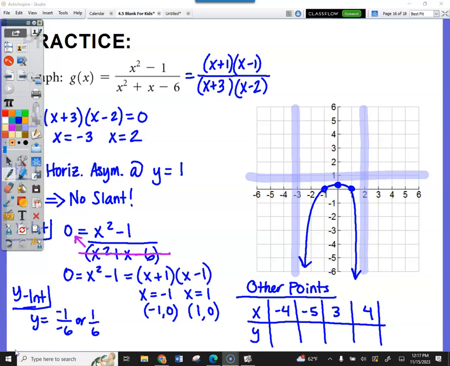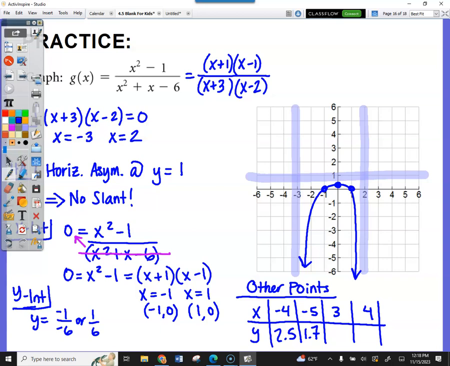Okay, when you plugged in -4, what'd you get? 2.5. When you plugged in -5, what'd you get? Didn't work. I picked 3 or 4. You picked 4 and 5. Doesn't matter. We just need to know where the curve is, right?